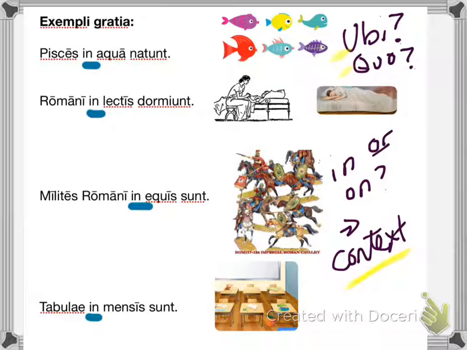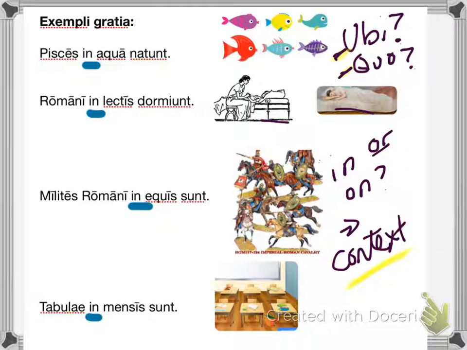So pisces in aqua natant. If I'm trying to recognize my ablative, I'm going to start with the word in, and then I'm going to ask myself either the question ubi or the question quo. And those both translate into English as where. So ubi sunt pisces, where are the fish? They in aqua sunt, they're in the water. Romani in lectis dormiunt, where do Romans sleep? Ubi dormiunt Romani? In lectis, in their beds. Milites Romani in equis sunt.